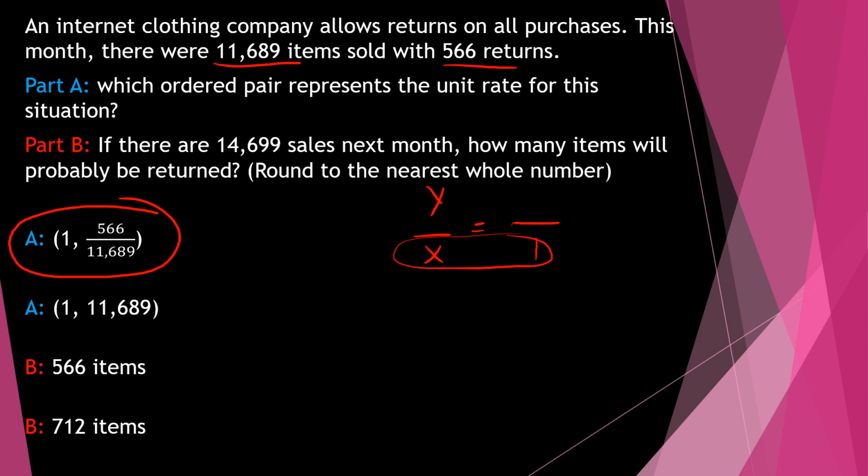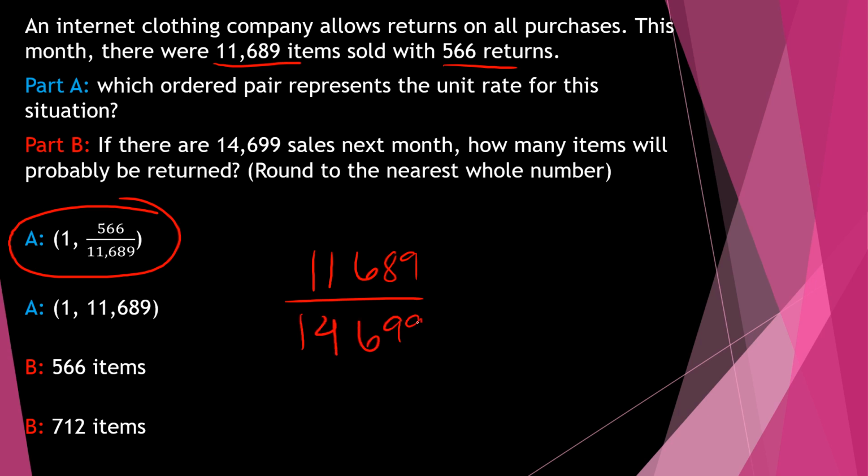For part B, it's asking if there are 14,699 sales, how many items will probably be returned? This is where we're going to take a ratio. So 11,689 over 14,699. Whoops, nope. That goes up here. Sorry, we want to have the same units in the same spots. And I'm putting x down here because I don't know how many items will be returned.